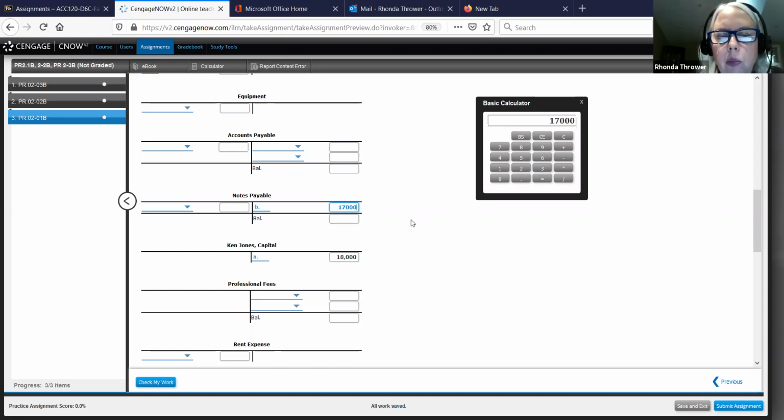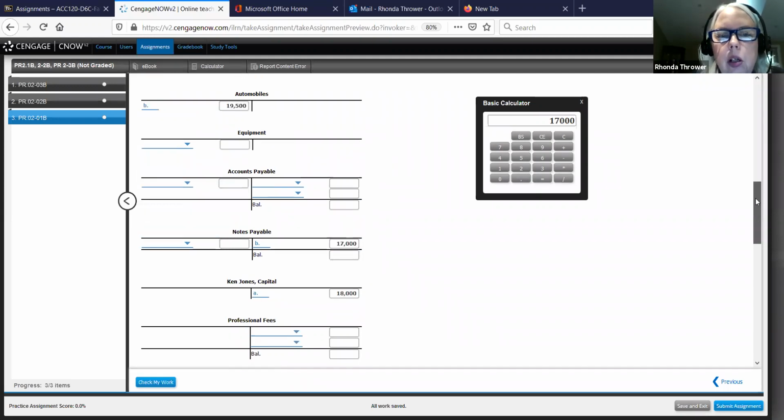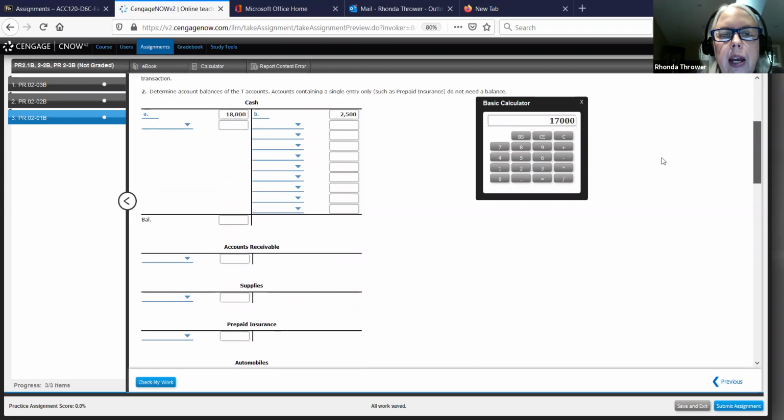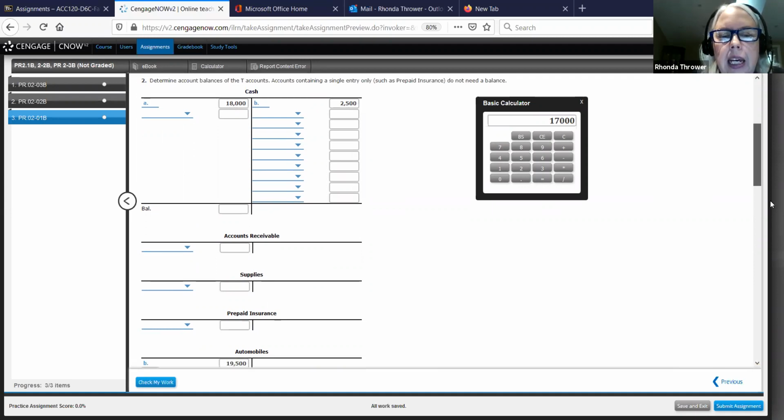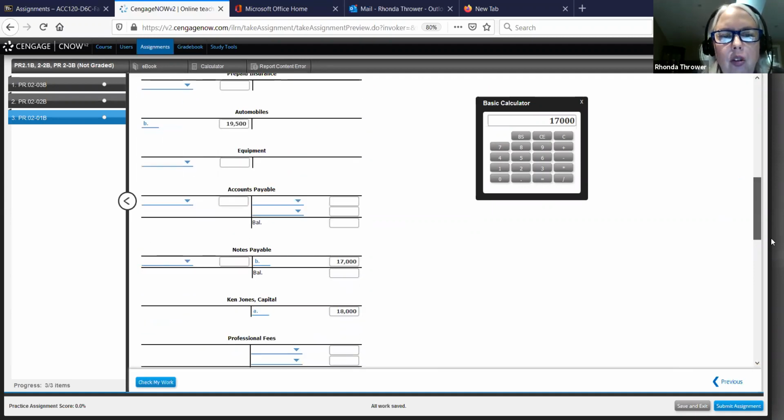Now just look at the B transaction. I've got a credit to notes payable, and I've got a credit to my cash account for $2,500. The two of these added together equals my debit to my automobile at $19,500. So I know that my transaction is in balance through the accounting equation. I know that my total debits equal my total credits.